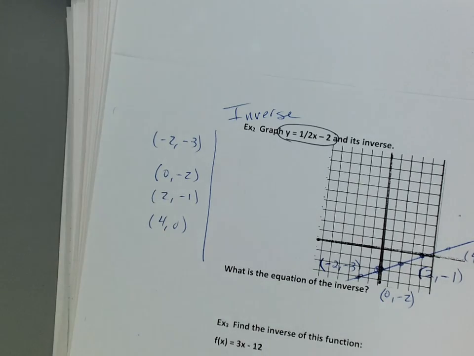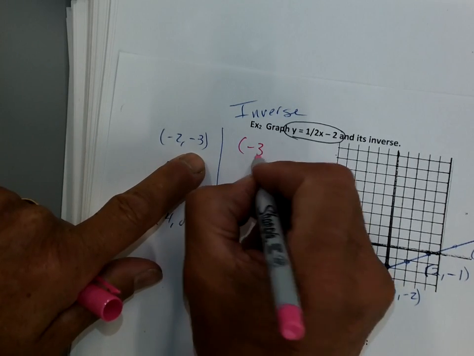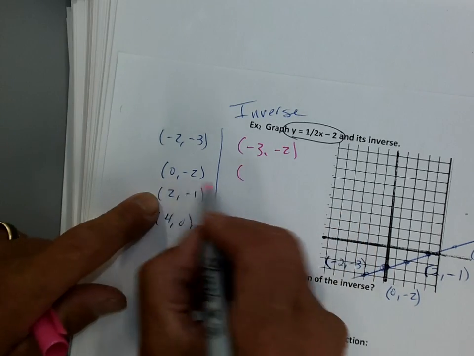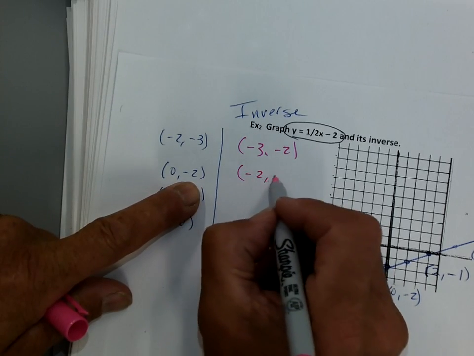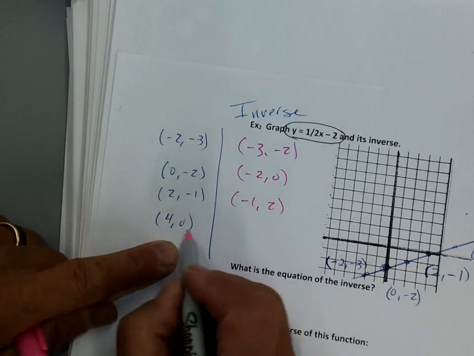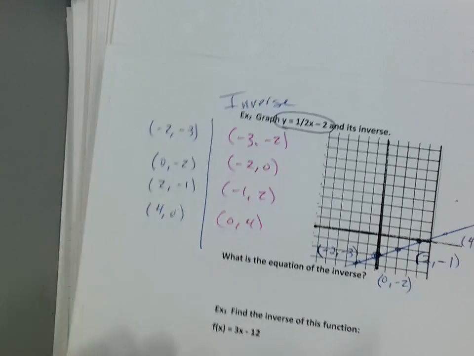Let me see, I'll do that in a different color also. So my inverse points are going to be, let's see, I'll switch it around. I'll go -3, -2. Remember, x becomes y. Just switch them. -2, 0. This should be really easy. -1, 2, and then switch around, be 0, 4. Okay, so let's see. Let's graph this.